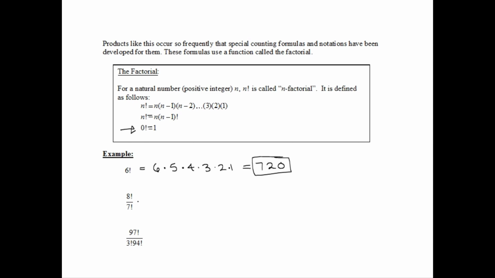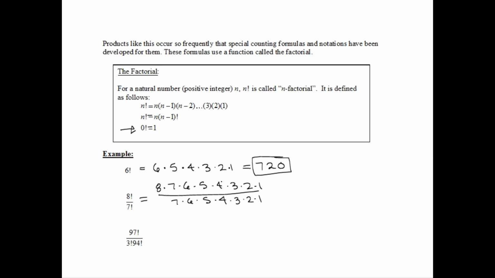Let's look at another example. If we have 8 factorial over 7 factorial, you can do this one without your calculator. Let's just think what's going to happen. 8 times 7 times 6, 5, 4, 3, 2, 1. That's 8 factorial. But now if you look at 7 factorial, 7, 6, 5, 4, 3, 2, 1. Remember that dot means multiplication.